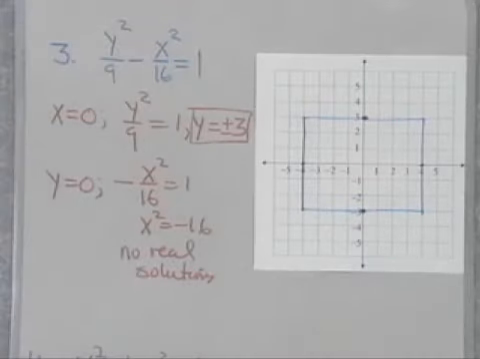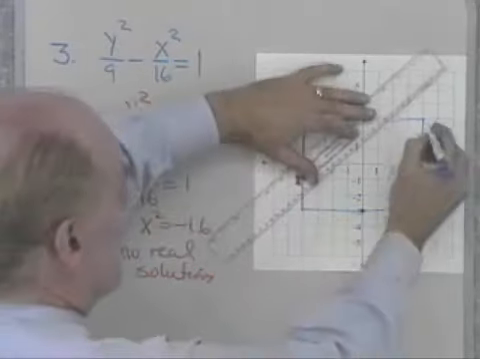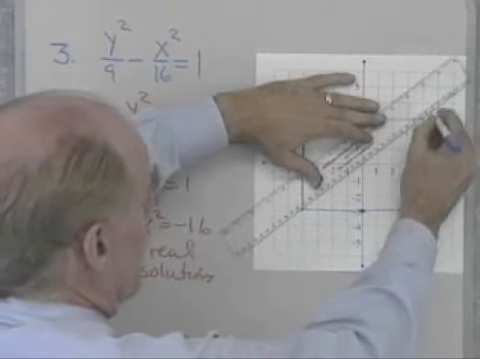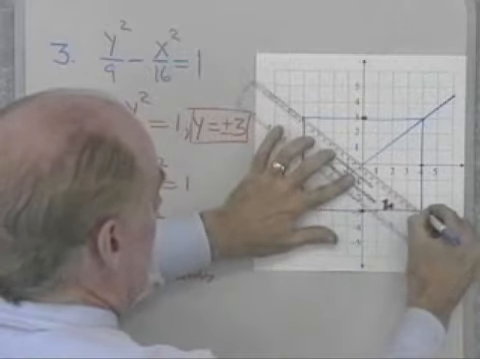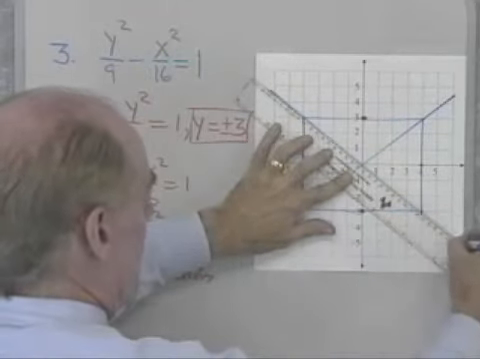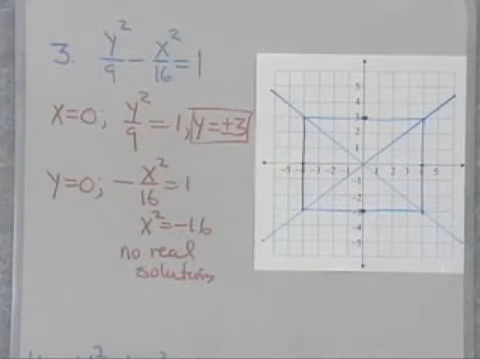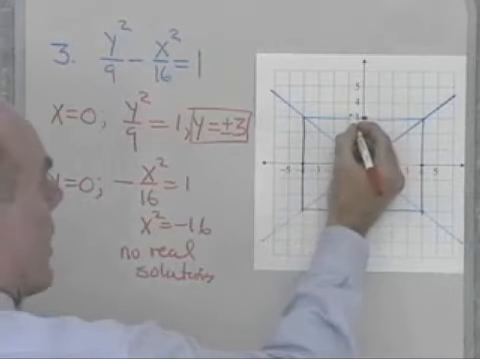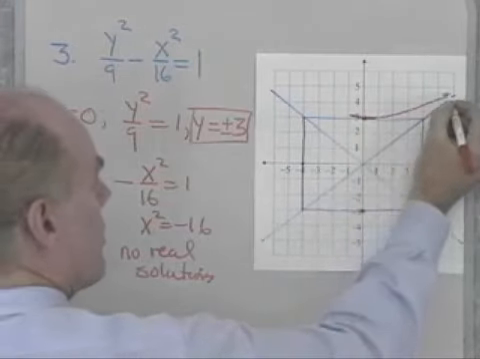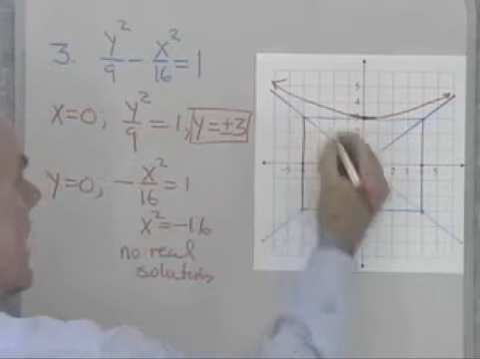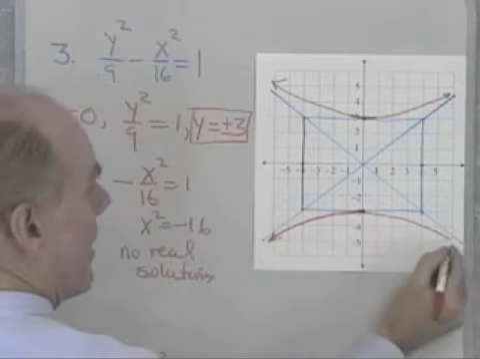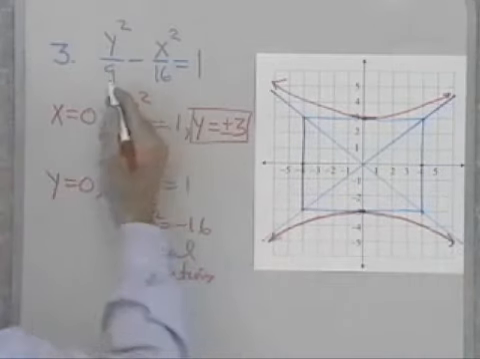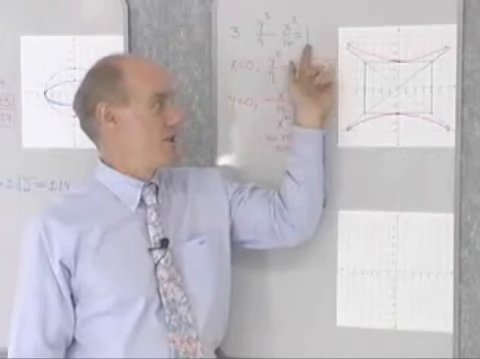Now what I do is I connect opposite corners of this box with straight lines. Okay, so I get this line right here and this line right here. It turns out that those lines are asymptotes for the graph of this hyperbola. And the hyperbola goes through this point right here, and then it comes around and approaches these asymptotes in both directions. So the red graph that I'm drawing is the graph of the hyperbola y squared over 9 minus x squared over 16 is equal to 1.